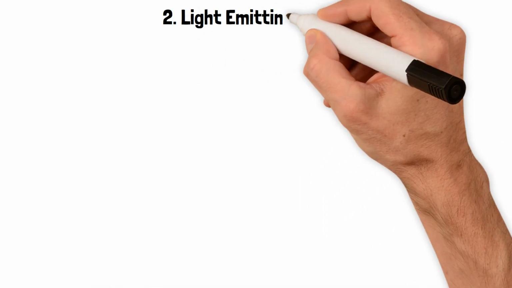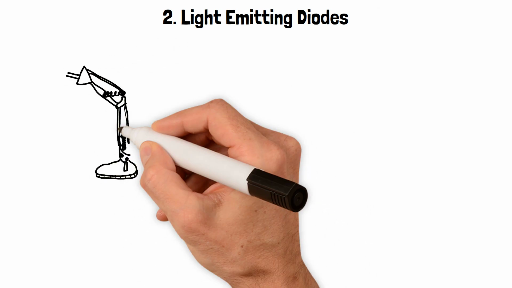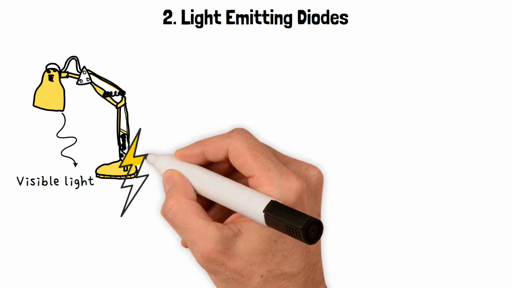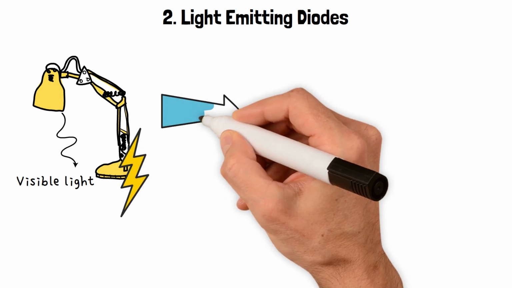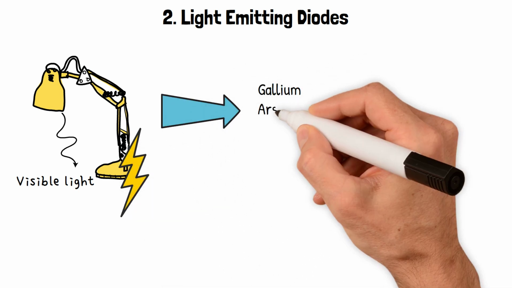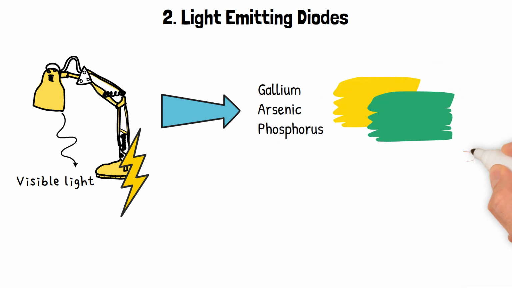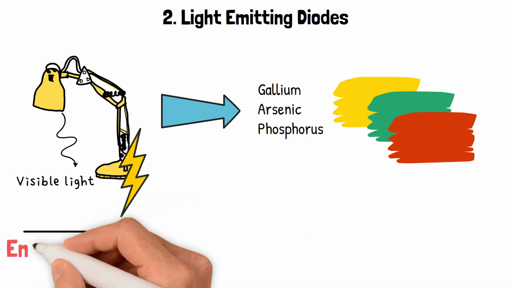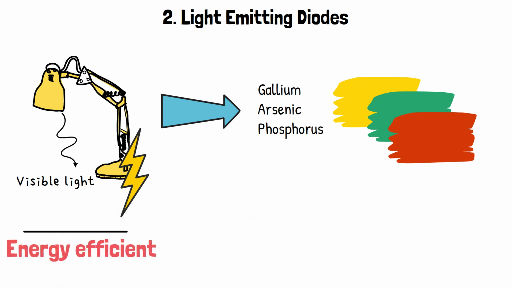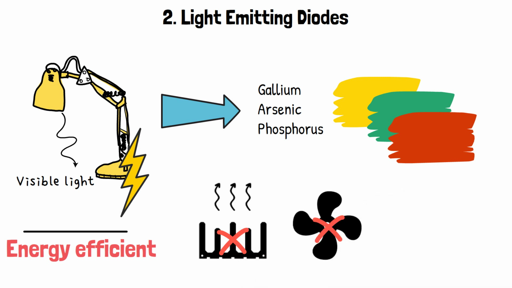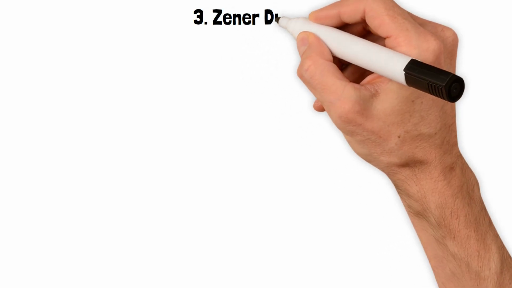2. Light-emitting diodes. An LED is a semiconductor light source that emits visible light when an electric current passes through it. LEDs are typically made of gallium, arsenic, and phosphorus, or a combination thereof, and can produce light in different colors depending on the materials used. They are highly energy efficient and do not require any additional components, such as a heat sink or cooling fan, to operate properly.